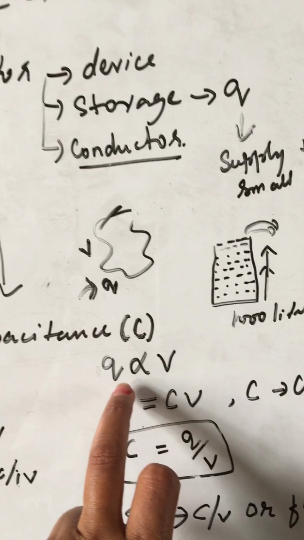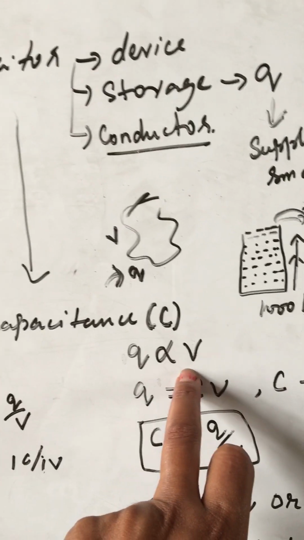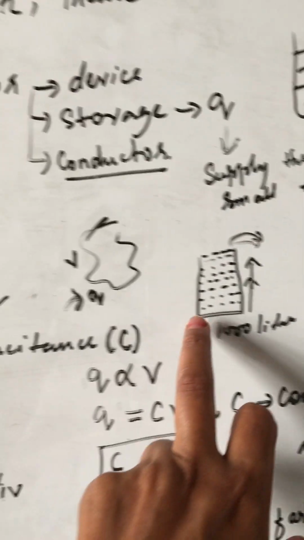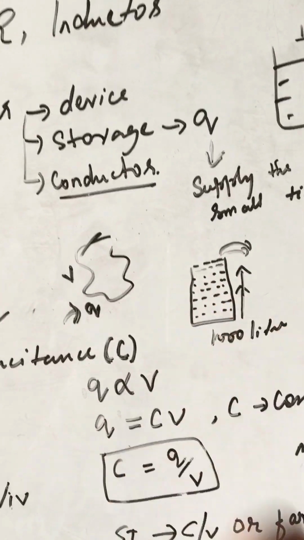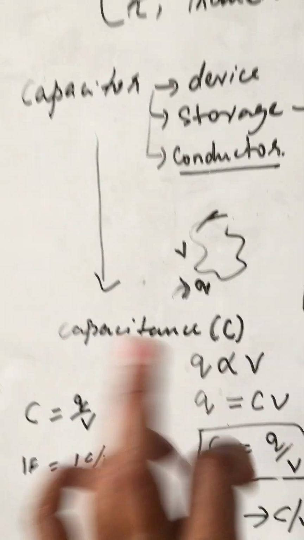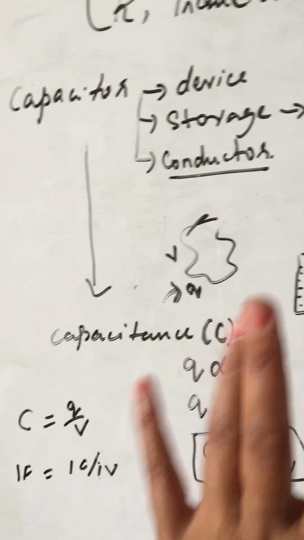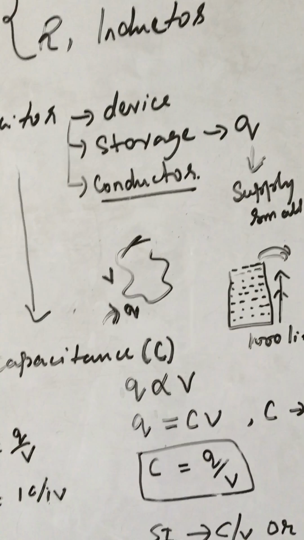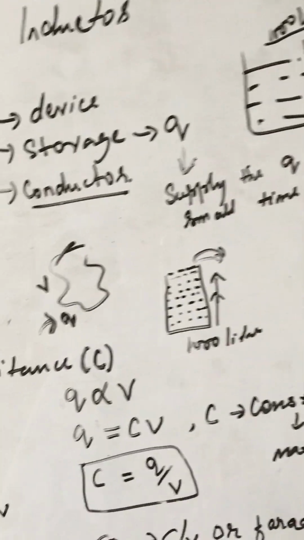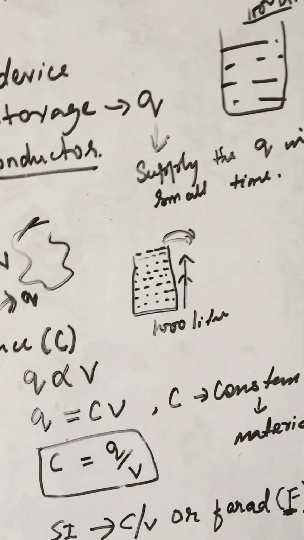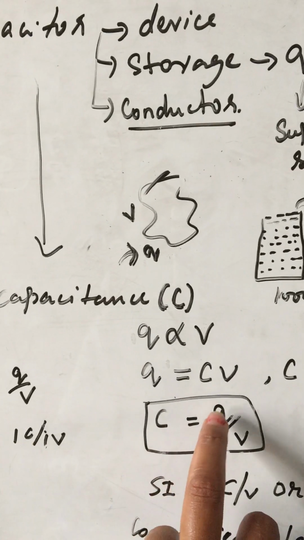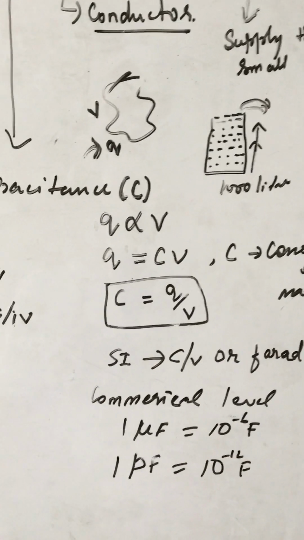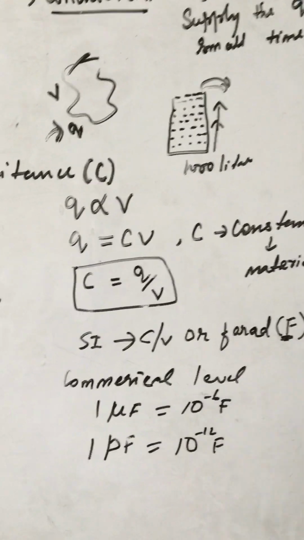Now in the conductor, when the charge is given, the potential gets risen. Just like when we fill up the water, the potential level keeps on increasing till a level. That level is basically the corona discharge. About that I'm not going to discuss now. Anyway, this is the capacitance. Capacitance is Q by V, and the unit is farad. Thank you.